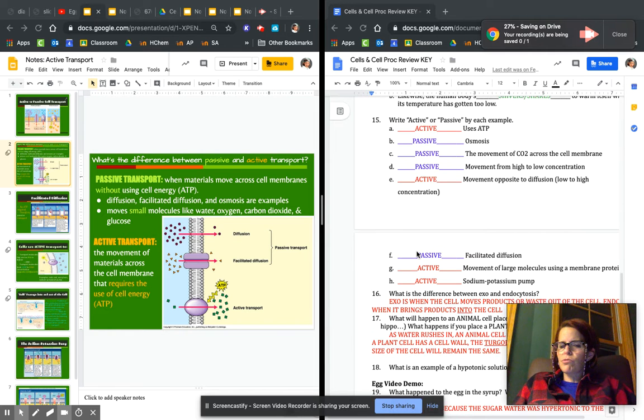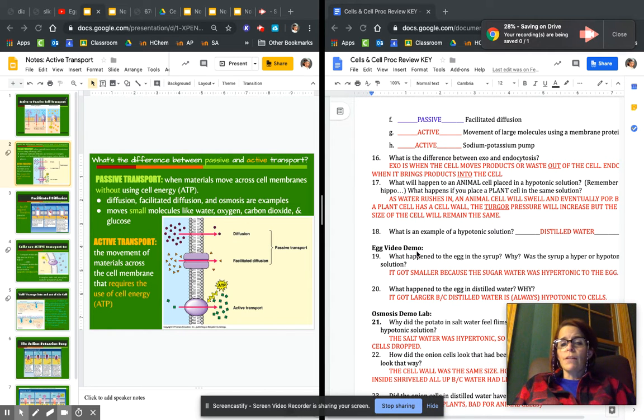Anytime the cell is using energy, it's active. Facilitated diffusion is a super hard word. Facilitated means helped, and diffusion means it's passive. It means it's not using any energy. So this on the diagram is an example of facilitated diffusion. It's where a protein is being used like a hallway. The molecules are traveling through, but they're not being pushed through. And so no ATP is being used.